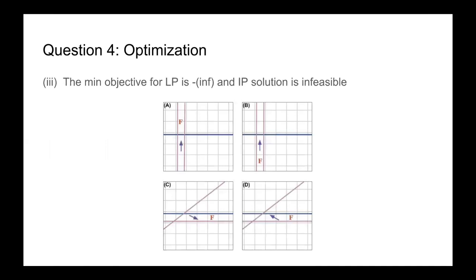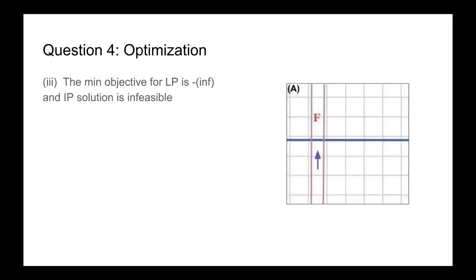Finally, looking at part 3, in this case, the minimum objective for the LP problem would be negative infinity, and the IP solution is infeasible. So if we look at graph A, we can see our feasible region is given in that top region, between the two pink lines and above the blue line. But our cost vector is pointing upwards. So in order to minimize the objective, we would select points on that blue line because they would minimize the objective value of this particular cost vector.